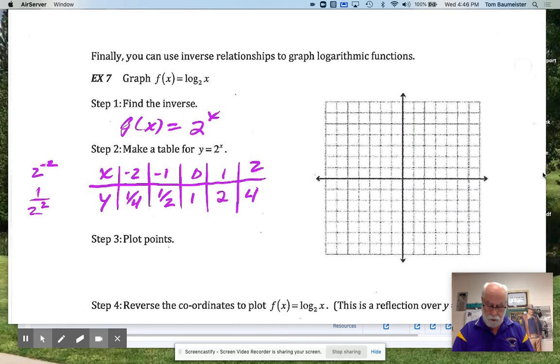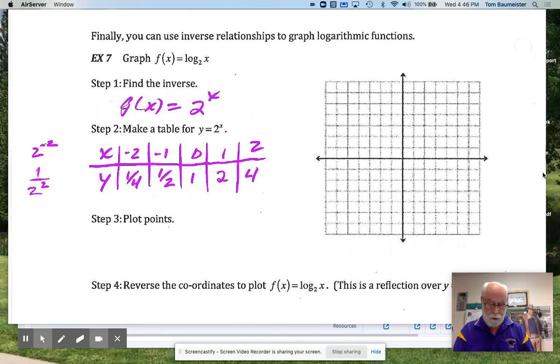Step 3, I'm going to plot those points. At 0, we have 1. At 1, we have 2. At 2, we have 4. At -1, we have 1/2. And we have 1/4. So remember, we're going to have that be an asymptote. That is going to be an asymptote there.